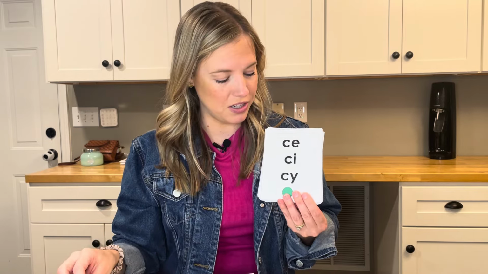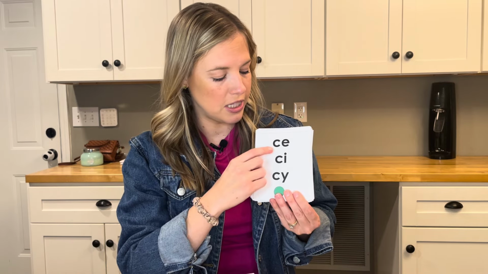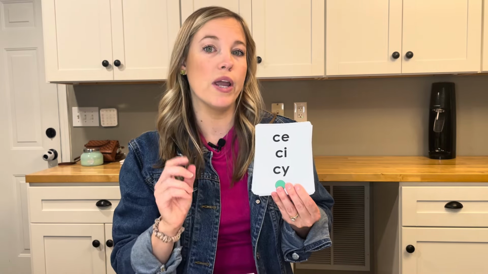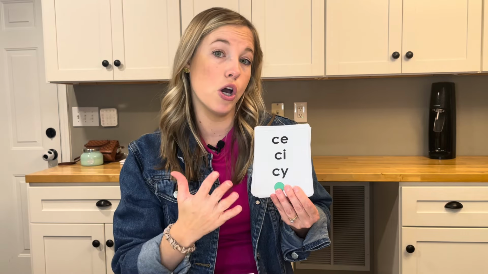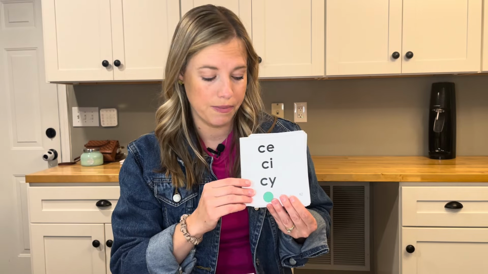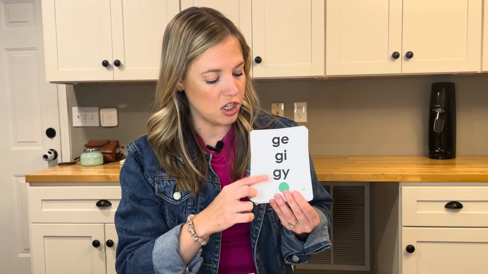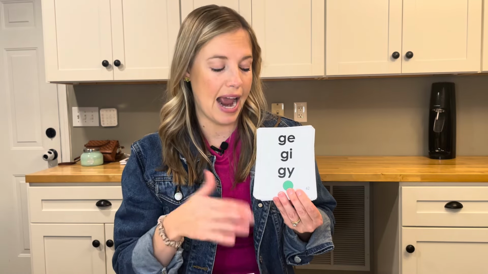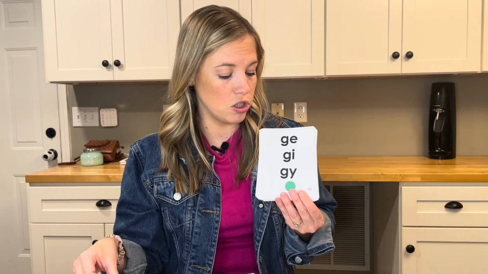Okay, so here's where we get back into that soft C. So C-E, C-I, and C-Y, we have to teach our students that when C is with those letters, it's going to spell the sound S instead of the sound K. G-E, G-I, and G-Y, most of the time is going to spell the sound J instead of the sound G. So we teach them at the beginning, G spells G. But as we get deeper into our phonics and spelling patterns, we start to teach them those additional sounds of G, which is the J sound.